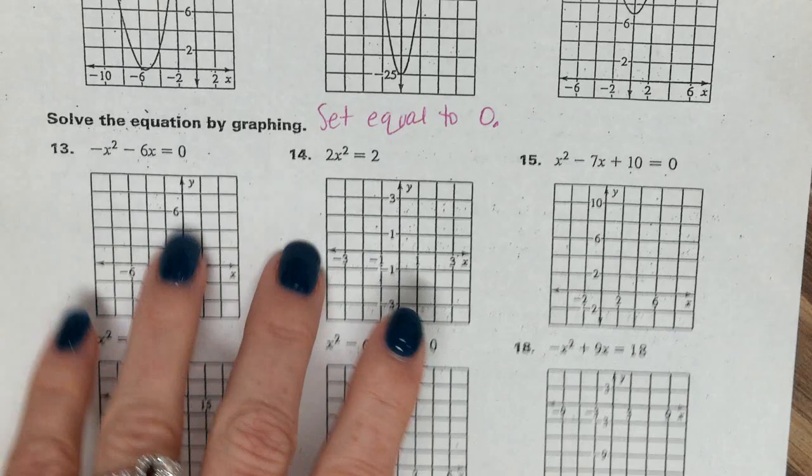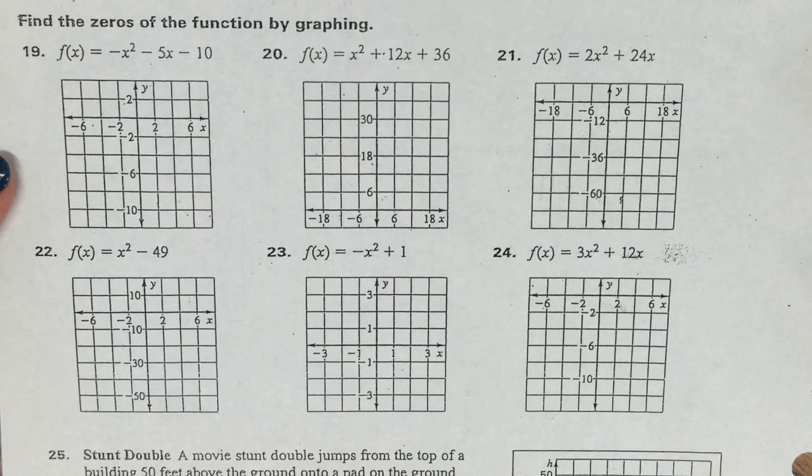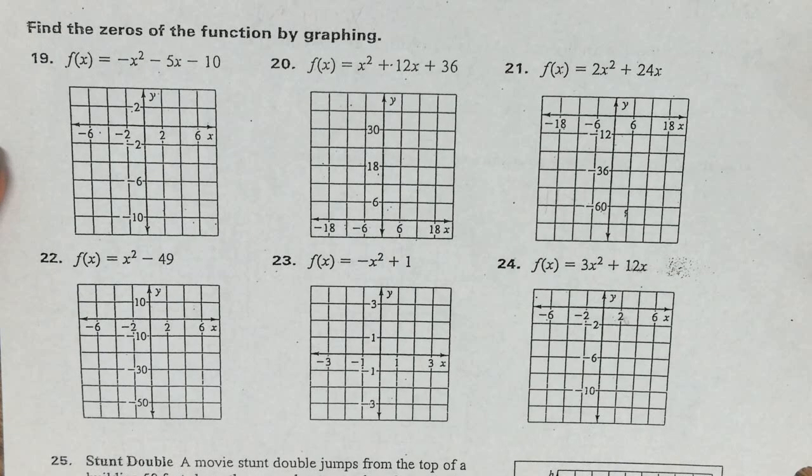All right, flip to the back. On 19 through 24, it wants you to find the zeros by graphing. Isn't that the same thing you're just doing on the front? Yes, okay. If it doesn't touch the x-axis, the answer is no solution. And then I would like y'all to try to do number 25, but you don't have to do 26.